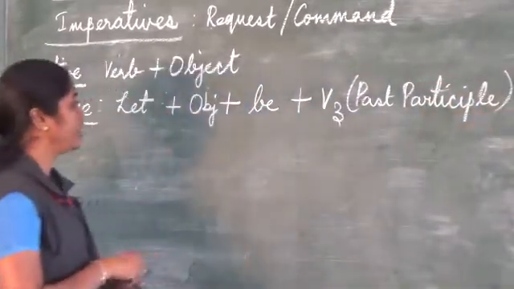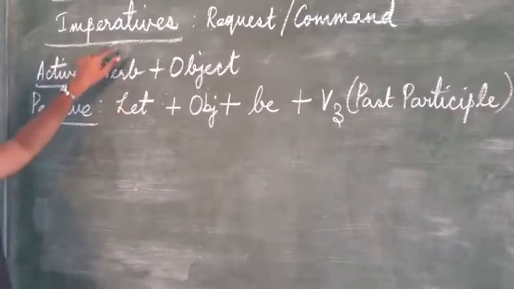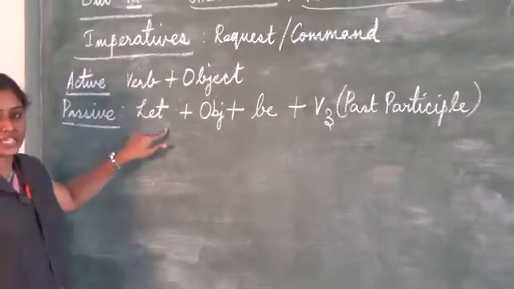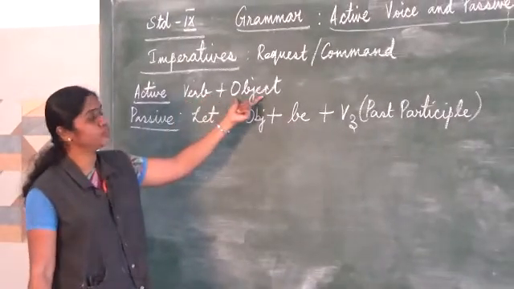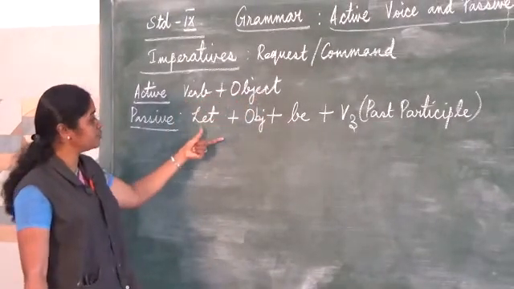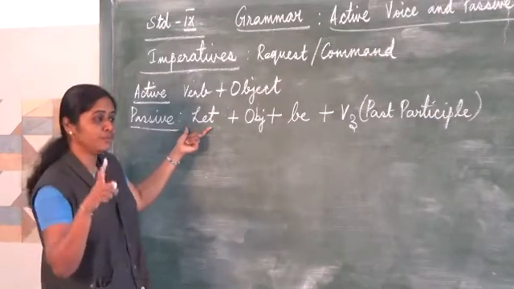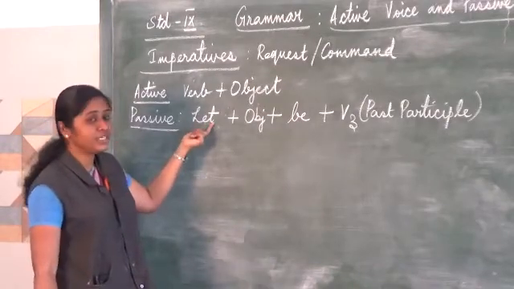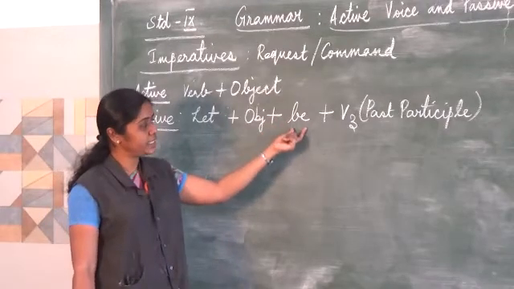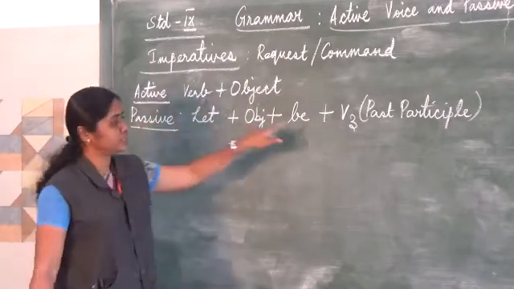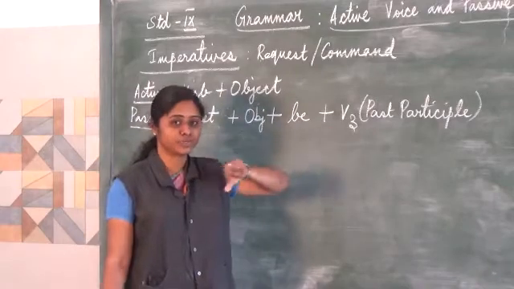So this is how you write any given imperative sentence into its passive voice. The given imperative sentence will usually begin with a verb and be followed by an object. So one method is, you begin with the word let, then the object, then the word be, then whatever verb you have got in the question, you write it in its past participle form.